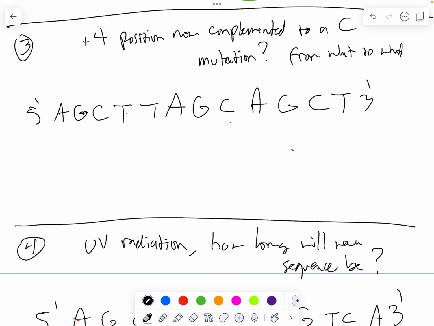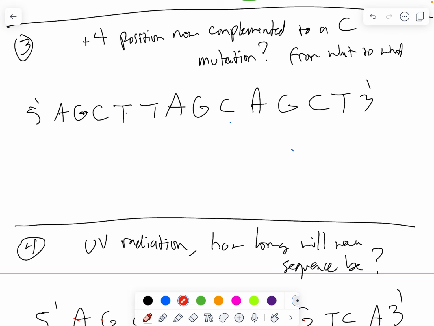In our third example problem, we're doing the reverse of the first problem. So we're looking at the consequence of that mutation, and then we're trying to diagnose it. So in this example, we're saying that our number 4 position is now complemented to a cytosine. So what happened? What was our mutation? From what to what? What kind of mutation was it? What changed? So I'm just going to look at that.